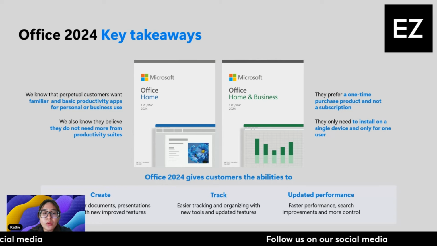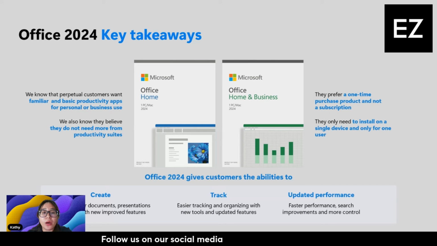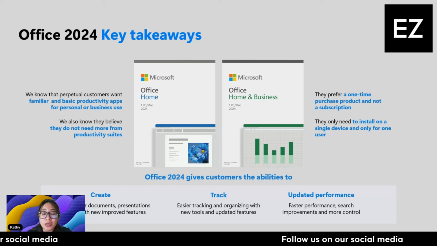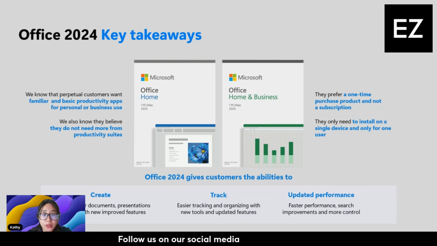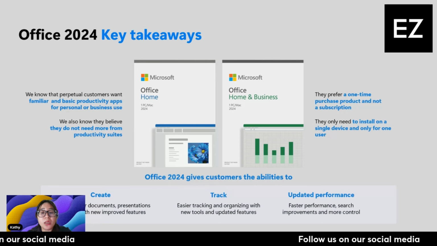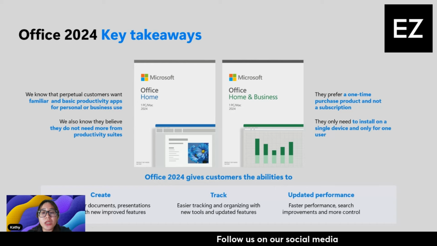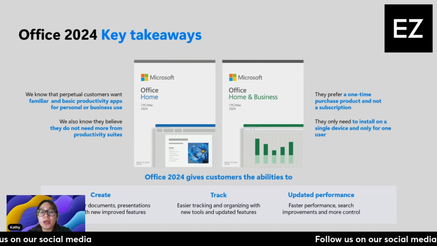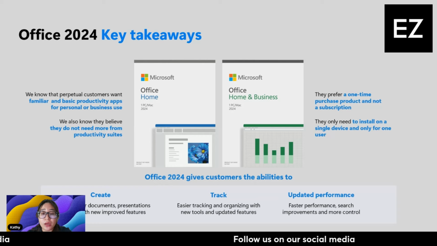All right, and if you're someone who only needs Office apps, Word, Excel, PowerPoint, this is something to consider because it's a one-time purchase. This is not a subscription. So you just purchase this, you activate it with the code, and then you can use it on your PC or your Mac. And you only need to install it once. Once you have it activated and installed, you're good to go, so long as you have your Microsoft account and you're logged in.